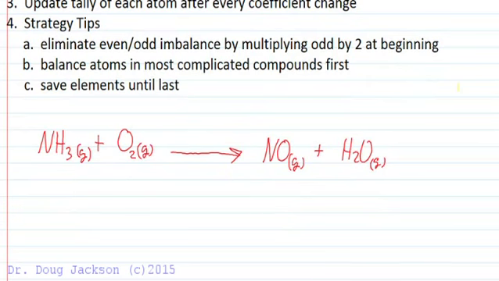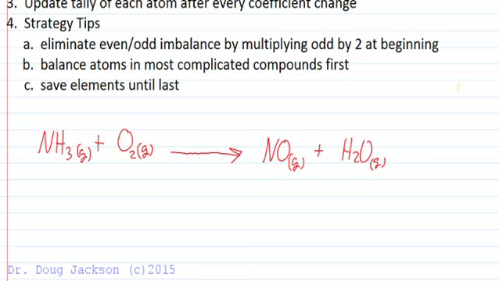Then we're going to balance the atoms that are in the most complicated compounds first. So we're going to deal with those first, because they have the least flexibility, and we're going to save the elements until last because they have the most flexibility. We can multiply those and only affect one thing at a time. So it just gets us there quicker and with less running around in circles, so to speak.